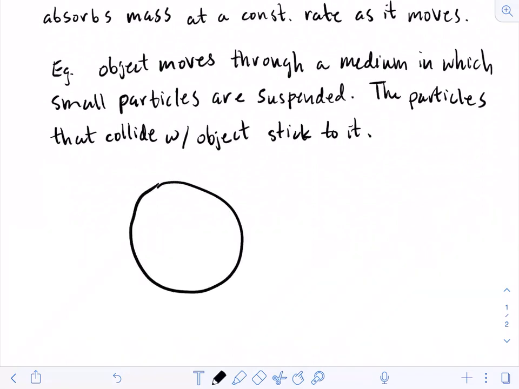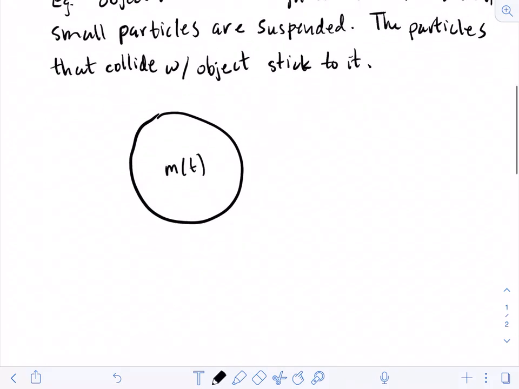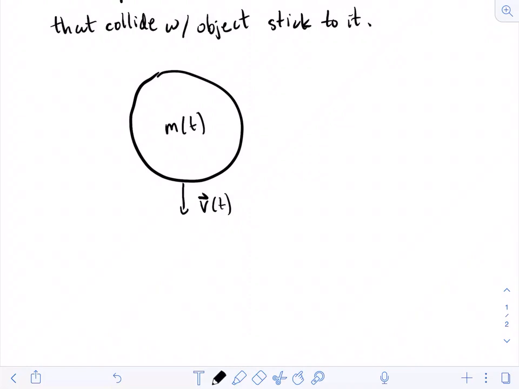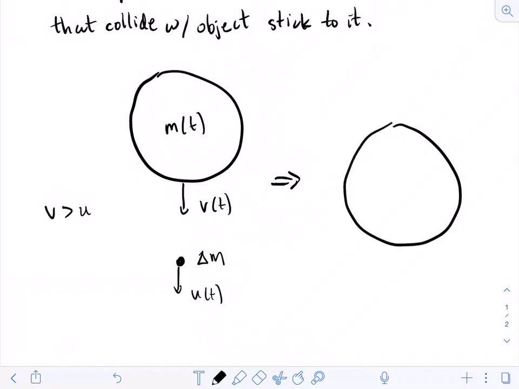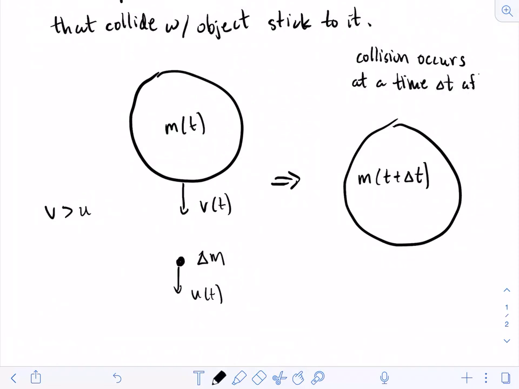Okay, so the picture is the following. We're going to have some object, and this is the object that has variable mass. Initially, it's moving with some speed v of t. Then we're going to have a small little particle of mass delta m, and it's moving with some speed u of t. And if we make v greater than u, then eventually our big mass will collide with delta m. And after that collision, let's say the collision occurs at a time delta t after our initial time t.